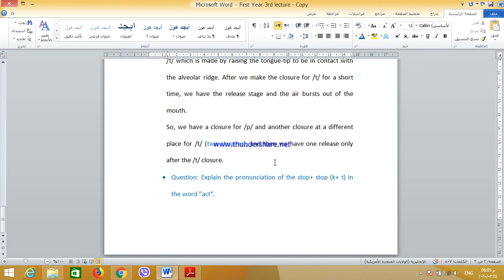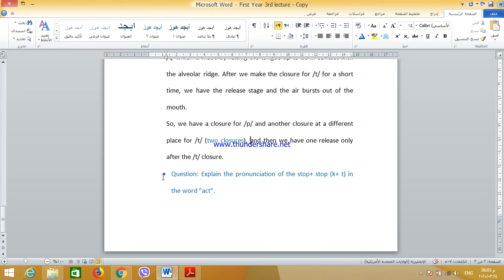listen to the video and follow with the lecture, then try to answer this question. Explain the pronunciation of the stop plus stop in the word act. We have k, t, not p, t. So what kind of description can you provide here? Here we have a cluster of a stop, which is k, and another stop, which is t. How do we pronounce it?